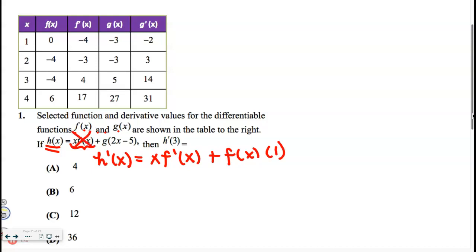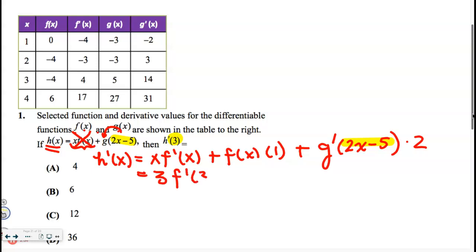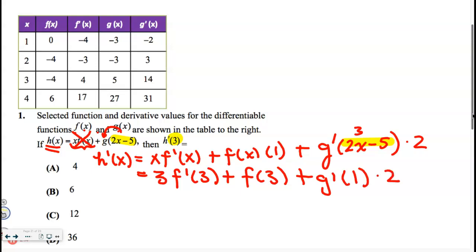That takes care of the derivative of the first part of the sum, but then we need to take the derivative of this function that's inside of g. So we need to do g prime, the derivative of the outside function, times the derivative of the inside function, which is just 2. And we're being told to do that at 3. So we need to do 3 f prime of 3 plus f of 3 times 1 plus g prime of 2 times 3 minus 5, which is 1, and then times 2.